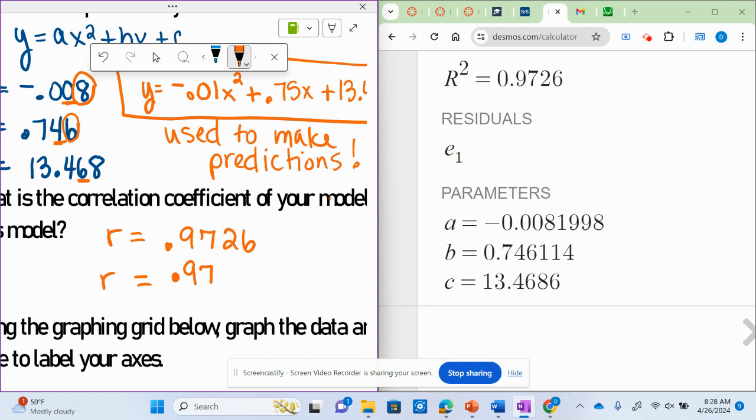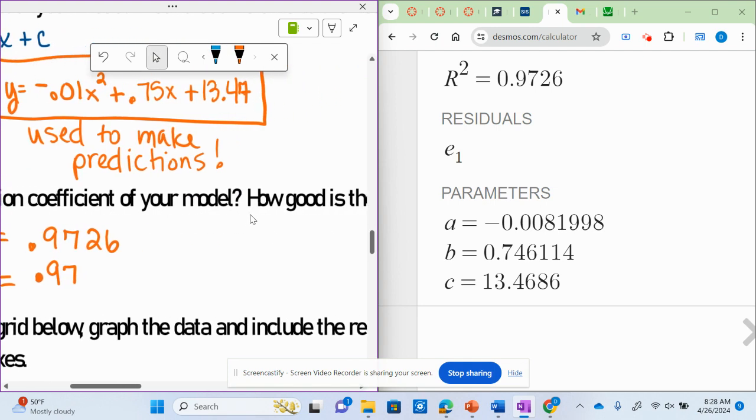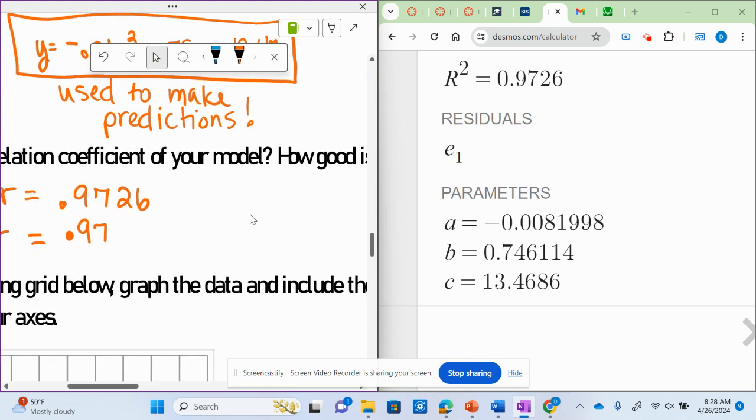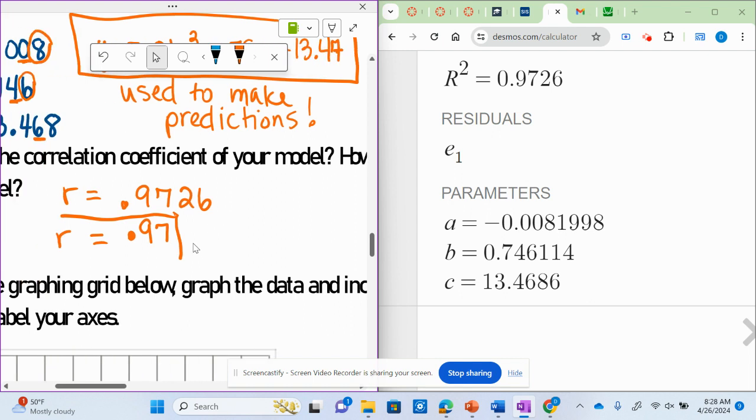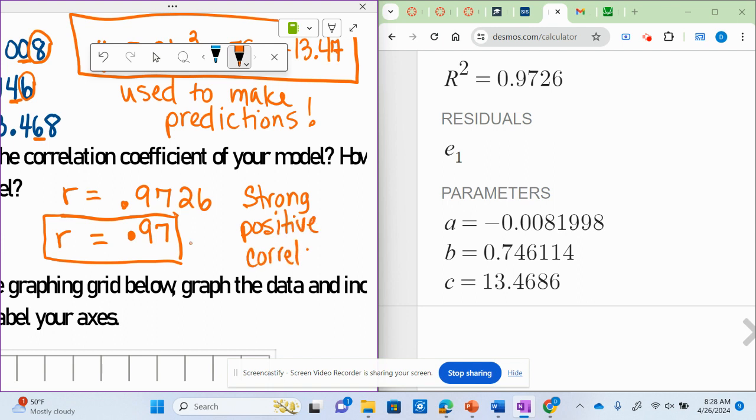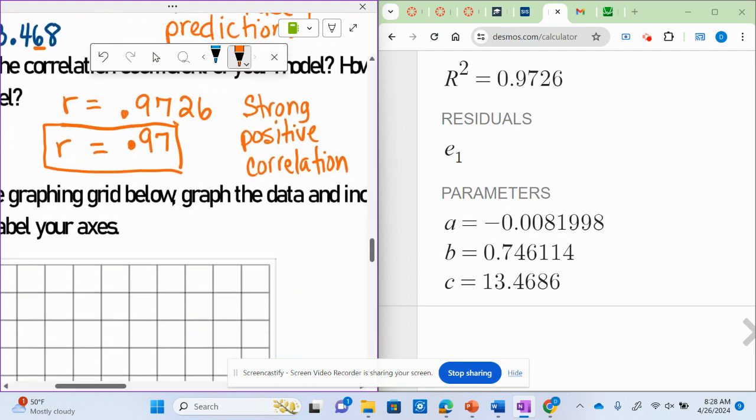So how good do you think this is going to be at predicting? How good is the predictability? Yeah, it's pretty good. Is it going to be a positive or a negative prediction? Like, it's going to be a positive, right? So I said that this is a strong positive correlation. Do you guys agree with that? Do you feel okay about that? Strong positive correlation, right? This was like yesterday's homework where we had to kind of just use words to describe what that R value meant, all right?